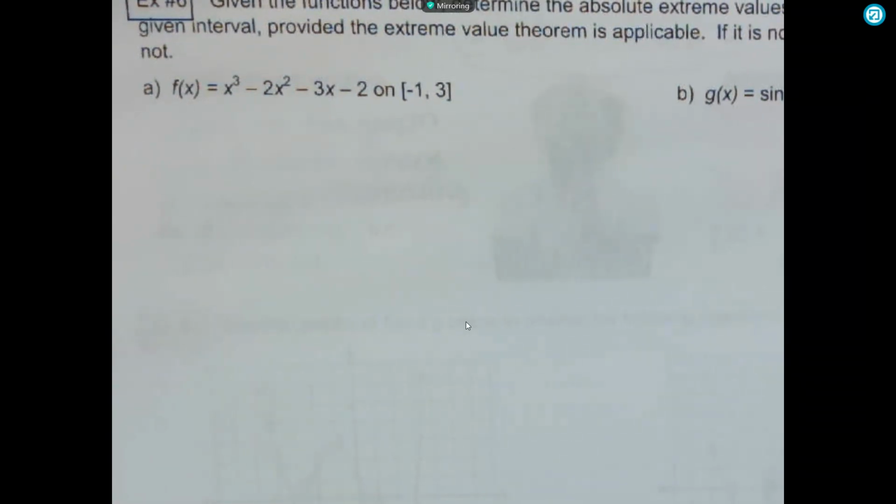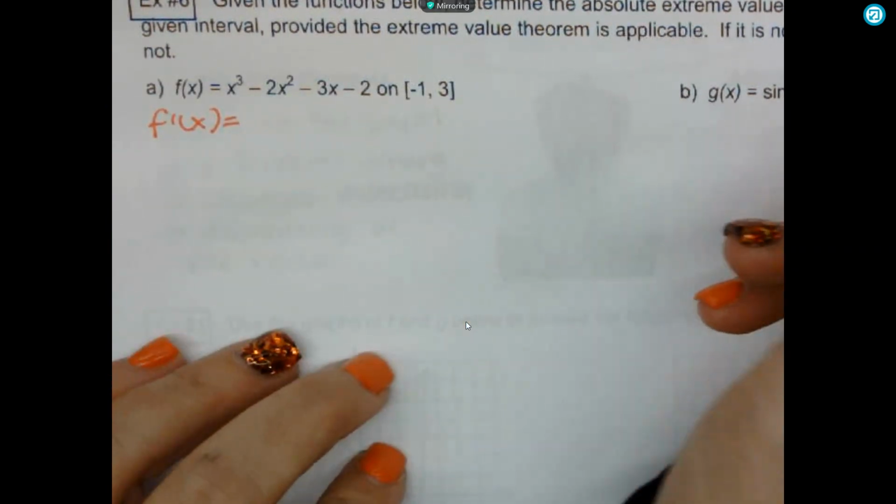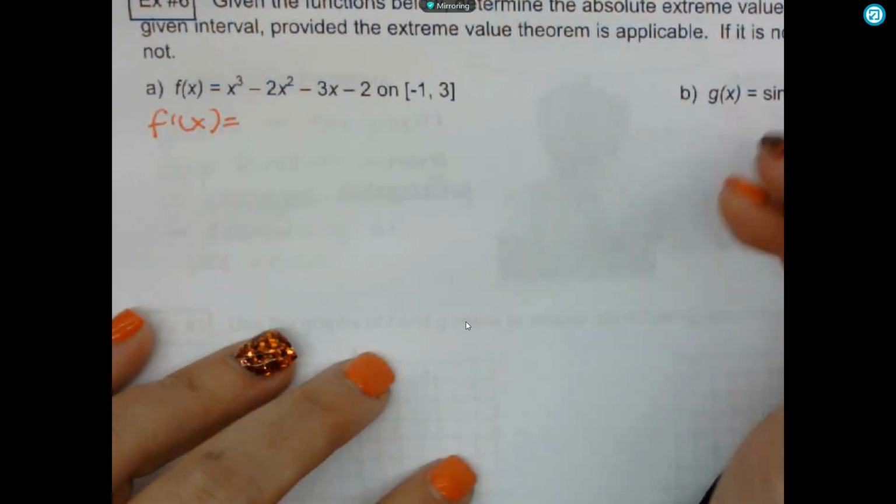All right, is there anywhere at all that this function from the beginning would be discontinuous? No. It's a polynomial. Polynomials are continuous everywhere, so we're good to go. We can keep going. All right, so then what do we need to find next? The derivative. Okay, we're going to use that derivative to find our zeros.